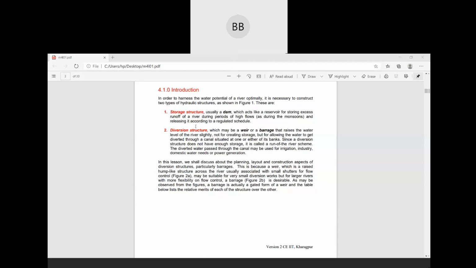So you can write down the definitions: one is the storage structure and one is the diversion structure. In a diversion structure, we are not going to store water. We only divert the water for various purposes, maybe for irrigation, maybe for hydropower. It depends, but we are not going to store water. We only raise the water level and divert the flow of water. This is your diversion structure.